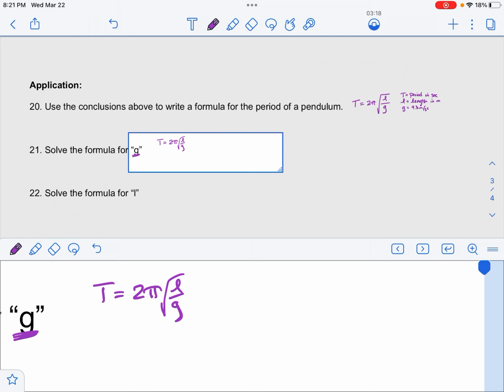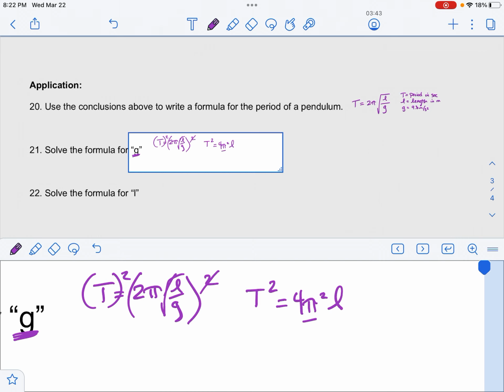Okay, so we want to solve for G. We want to get the G all by itself. So the first thing I'm going to do is square everything to get rid of that square root sign. So this is going to cancel out that. But I also have to think of it as going with the 2 and the pi. So after this step, what I'm going to have is t squared equals 4, right? 2 squared is 4. Pi squared times L over G. All right, so all I did was get rid of the square root sign.